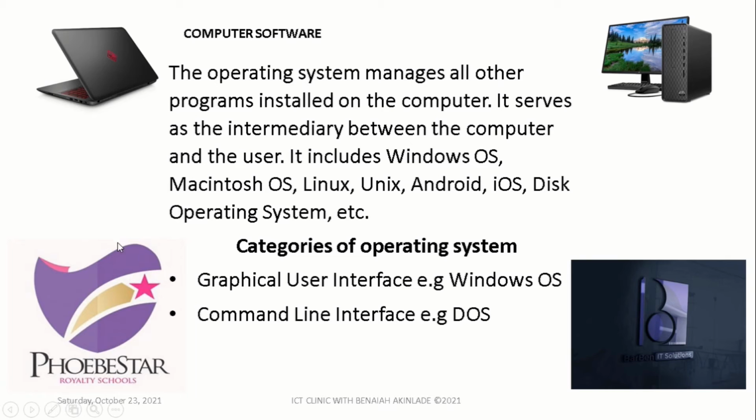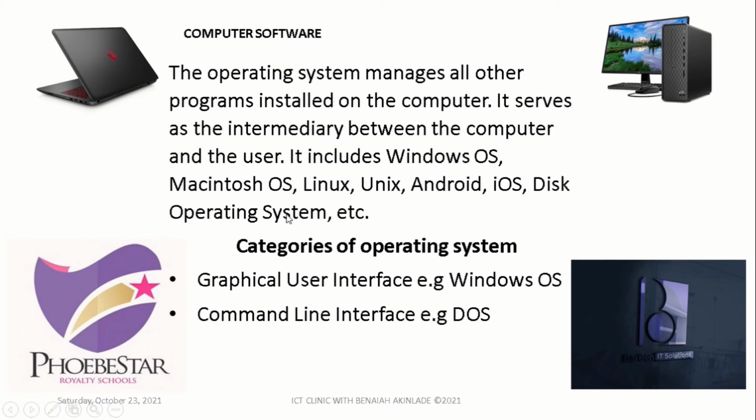For example, look at my screen now. You see this cursor moving, it's like an arrow that I can use to point and select objects. It means that Windows operating system is a GUI operating system. You see, any operating system that allows you to communicate with the use of icons or pictures that you can click on is a GUI operating system.